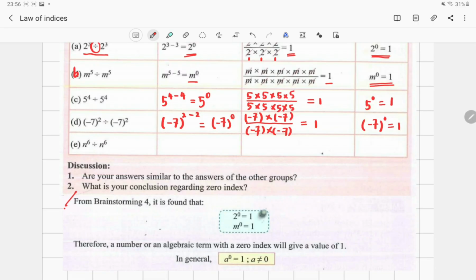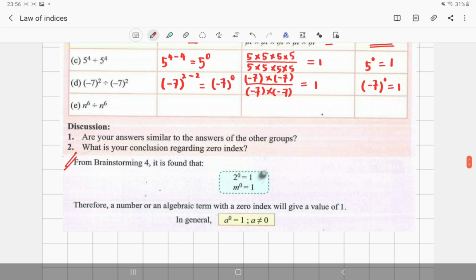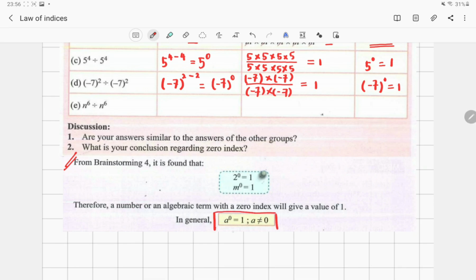Okay, so based on brainstorming 4, it is found that 2 power of 0 equals to 1. m power of 0 is equals to 1. Therefore, a number or algebraic term with 0 index will give a value of 1. Means that any number that power of 0 is equals to 1. So this is the conclusion that we can make based on the brainstorming 4. So we have verified that a power of 0 is equals to 1, any number power of 0 is equals to 1. And a cannot be 0.